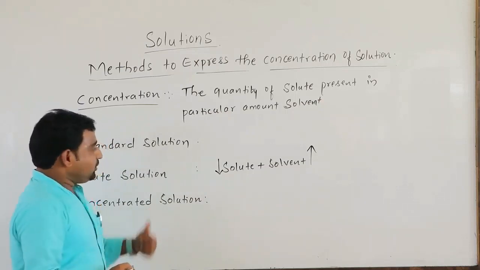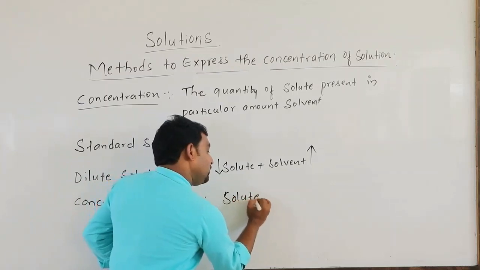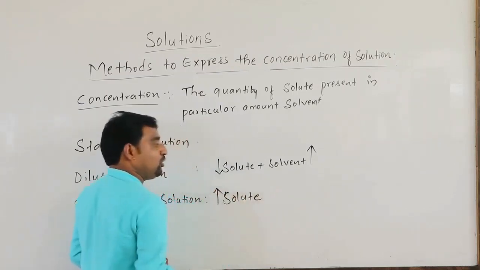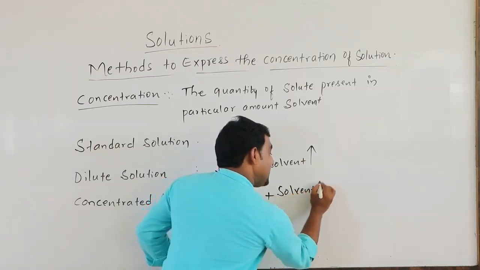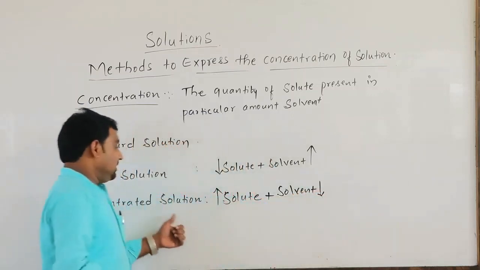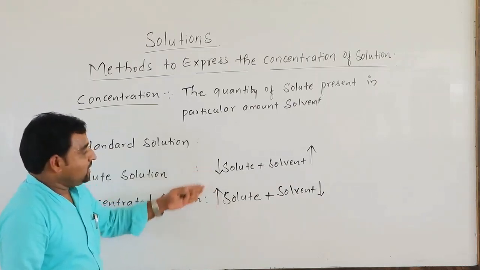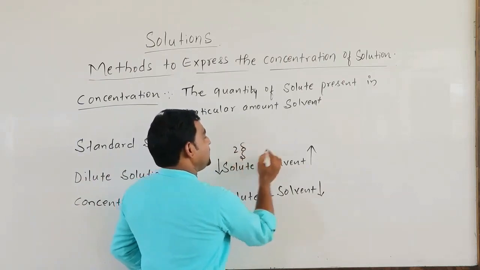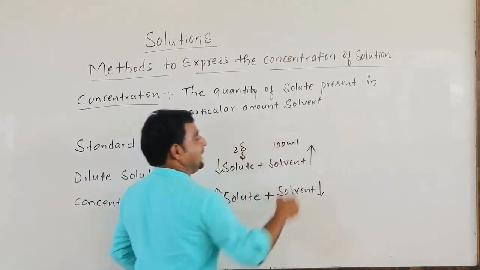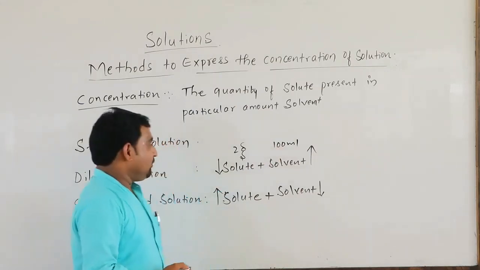Concentrated solution means a solution in which more amount of solute will be there, and less amount of solvent will be there. These are relative to each other. For example, you can take 2 gram of solute present in 100 ml of solvent. 2 gram of solute is present in 100 ml of solvent.